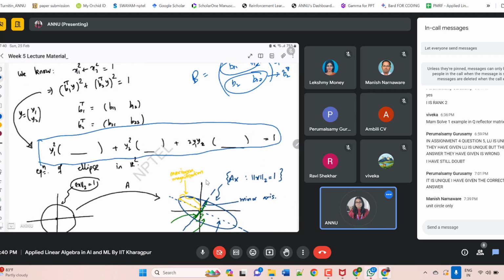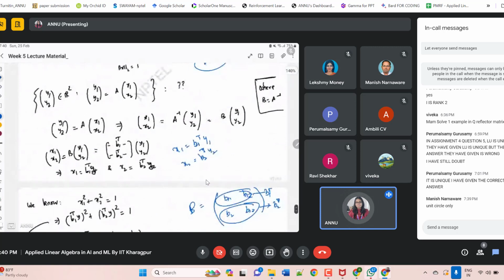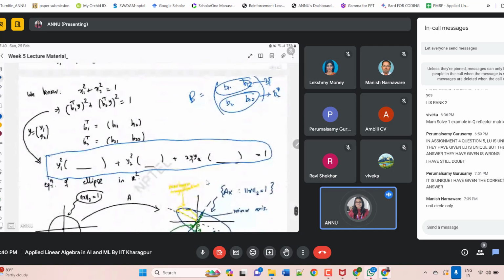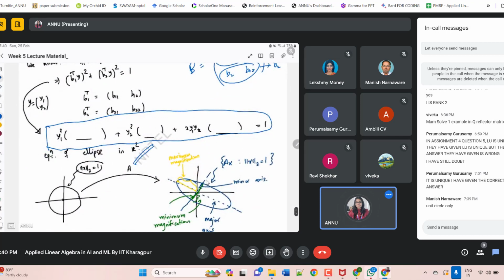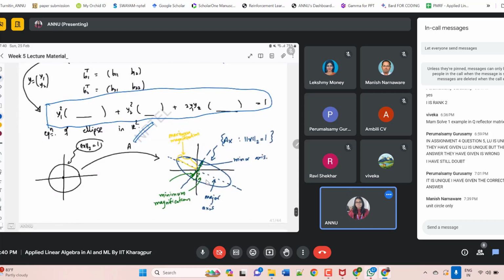This is the equation of an ellipse. What we did exactly: this y1 is a linear function of A, and you're transforming it. Finally you're finding the equation of y that you're getting. So the equation of y is nothing but the equation of an ellipse in R squared. What you're trying to get is transforming the circle to an ellipse with the maximum magnification, and this is A of x with a minimum magnification, major axis and minor axis.